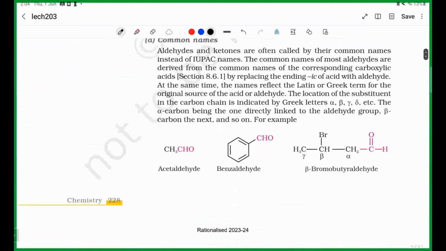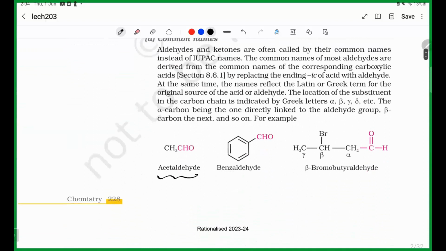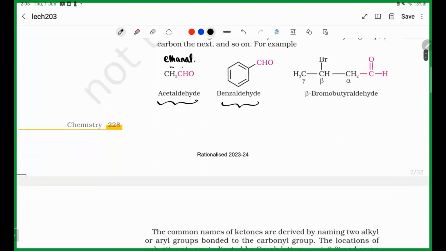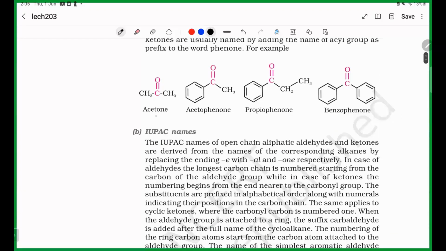So this is called acetaldehyde, and this is benzaldehyde. The actual name has to use IUPAC nomenclature, so this will be ethanal. But this is a common name. Again, acetone is a very common name that's used. However, since there are three carbons, it should be a derivative of prop. Propane is a carbon chain with three carbon atoms, so it should be propanone.